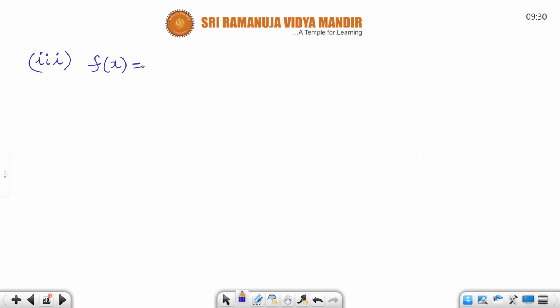f of x equals 2 into mod x on -1 to 6. Let us write the definition of the function, removing the mod.